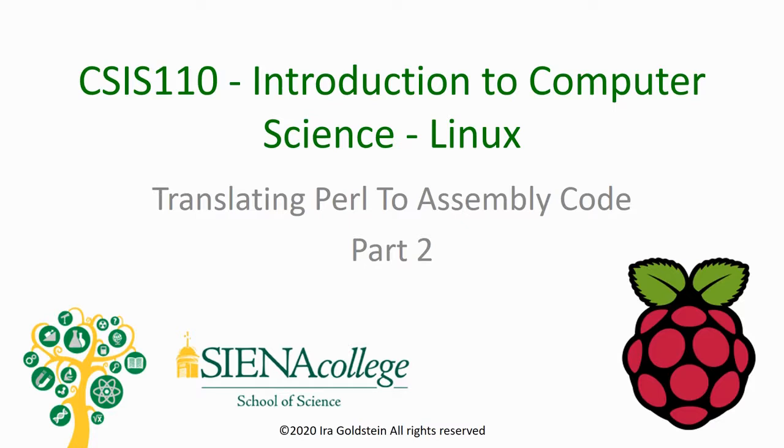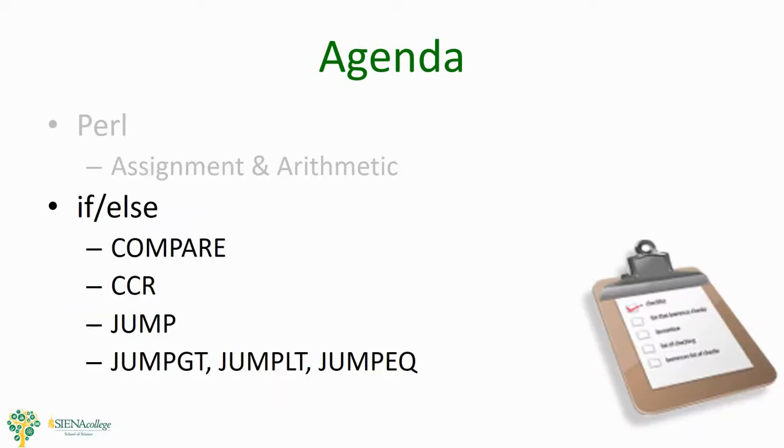Translating Perl to assembly language. In this video, we are going to see how to take a Perl if-then-else structure and write assembly language code using compare, the CCR register, the comparison register, jump, and the three conditional jumps: jump greater than, jump less than, and jump equal to.